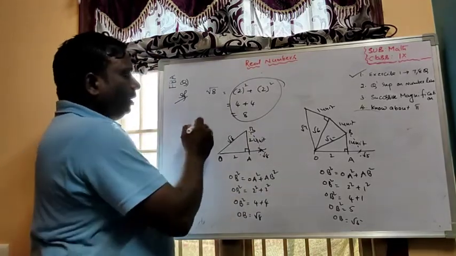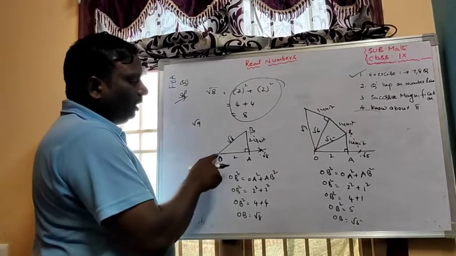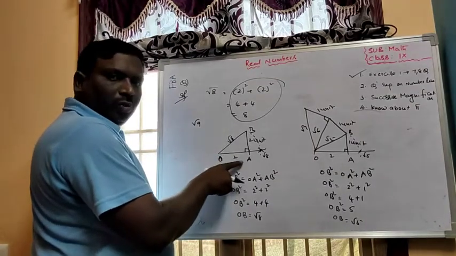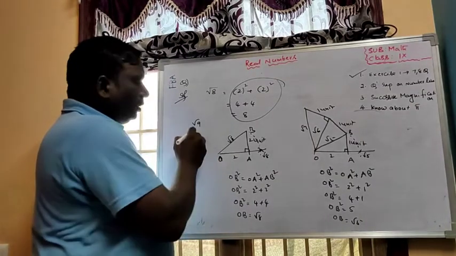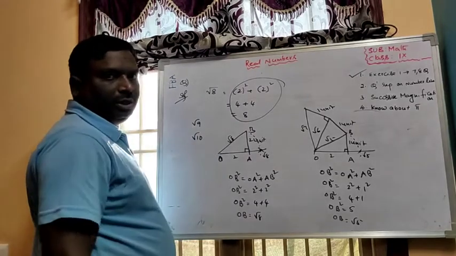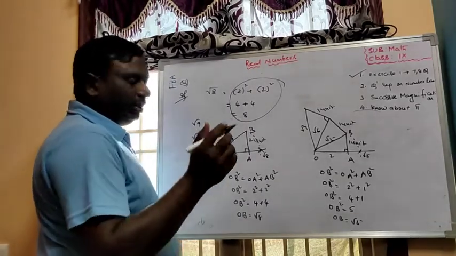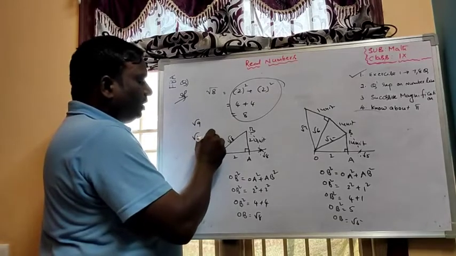So what about root 9? To get root 9, definitely you need to start from root 8 onwards. To get root 10 also, 3 square plus 1 square you can take.